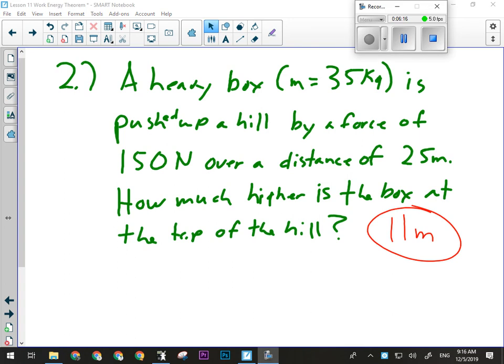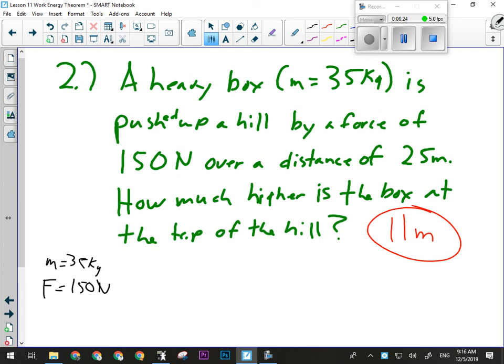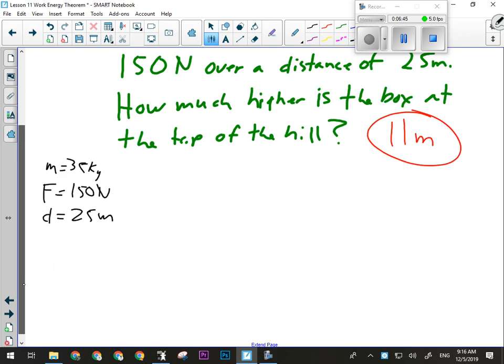Okay, so our givens are that we know the mass is 35 kilograms, okay? We know the force being used is 150 newtons, okay? And we know the distance over which it's exerted is 25 meters. Now, that 25 meters is not the height at the top of the ramp. It's the length of the ramp. When you push something up a ramp, you have to push it further than you would have to lift it if you lifted it directly to the top. That's what we talked about the other day.